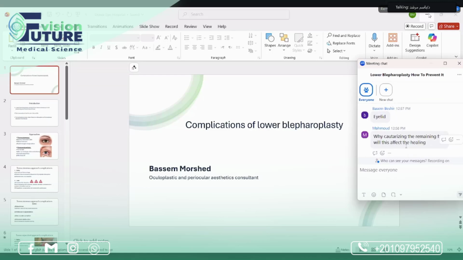Is taking out the fat pads affect the fat in the upper eyelid? No. For this to happen, to remove so much fat from the lower eyelid so that it affects the upper eyelid, it means that you've been very, very aggressive in removing the fats. But no, usually it does not affect it in a direct way.